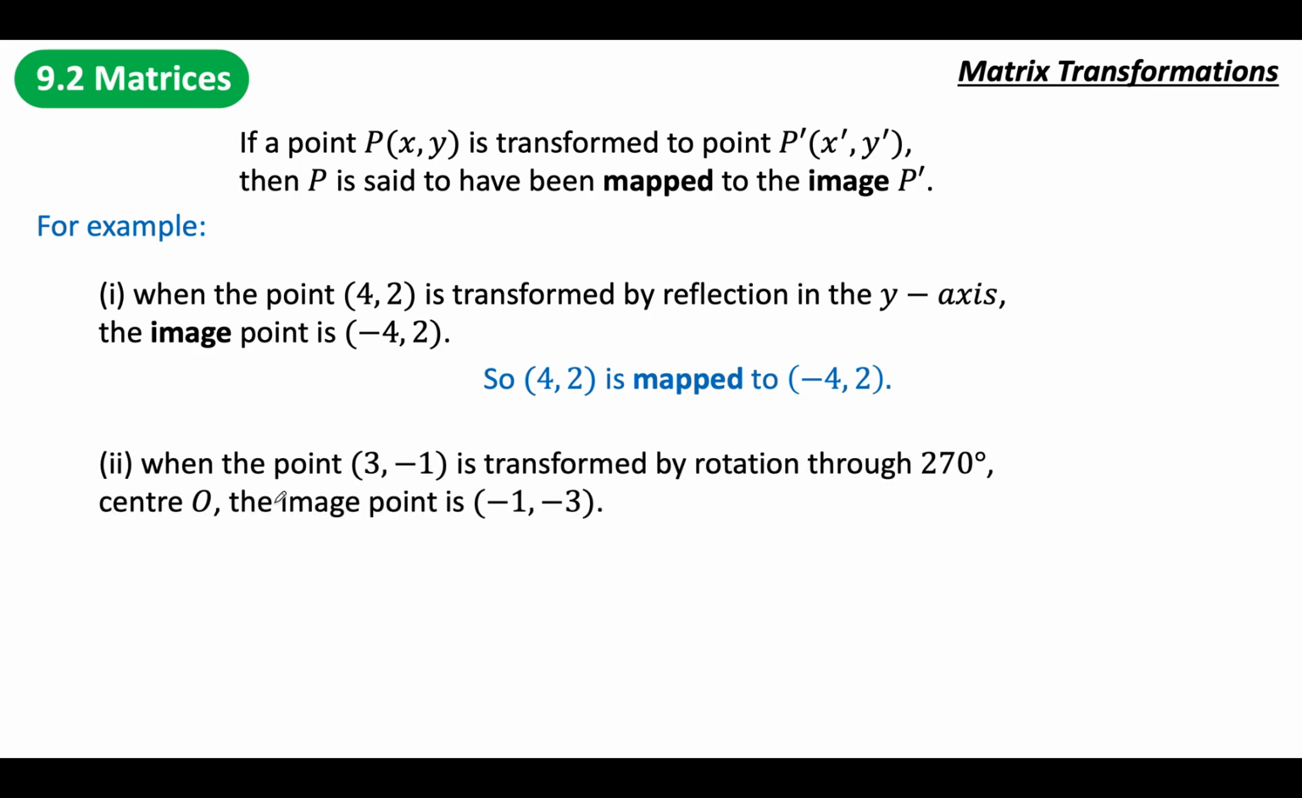And let's say we've got this point here, 3, negative 1, so 3 to the right, 1 down, is transformed by rotating through 270 degrees. If we rotate that, it ends up at this point, right? Negative 1, negative 3. Just take my word for it, it does. In that case, this point here, 3, negative 1, is mapped to negative 1, negative 3. These end ones are the image of each point.